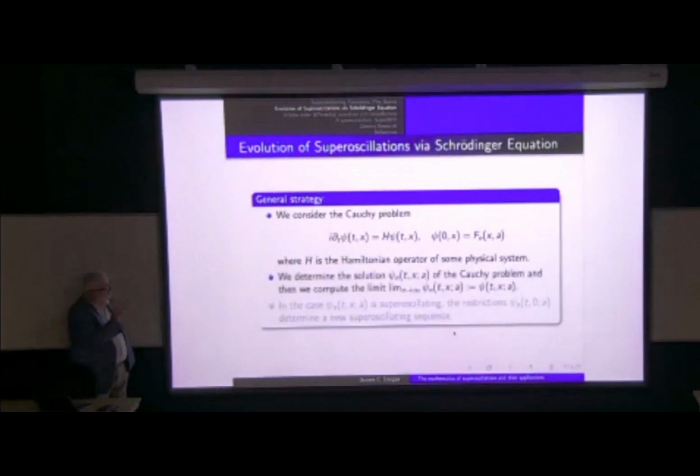Next step is to find the solution. This is where things get more complicated when you have complex potentials.